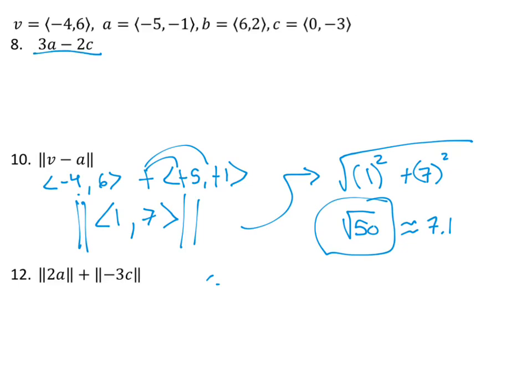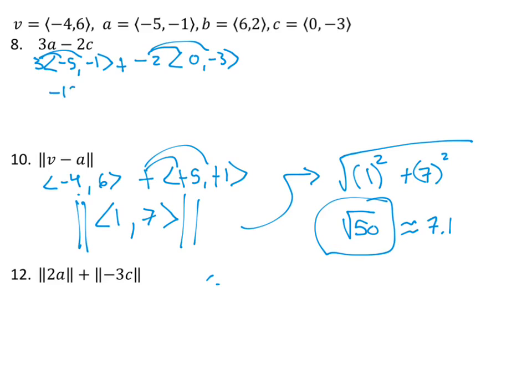So let's jump to 8. On 8, it's got 3a and 2c, so I can put 3 times a, minus 2 times c, which is 0, negative 3. And I'm going to distribute the 3 in front of this and the negative 2 in front of that. So I'm going to distribute. And I'm going to be distributing negative 2, so it's like plus negative 2 times that.